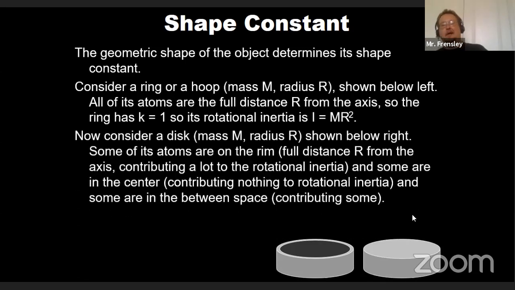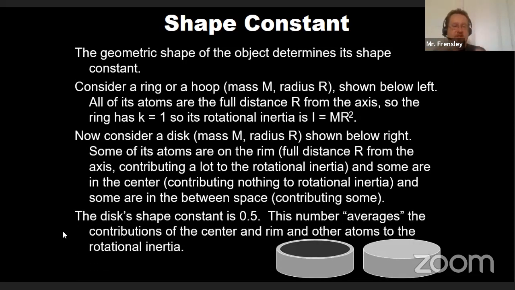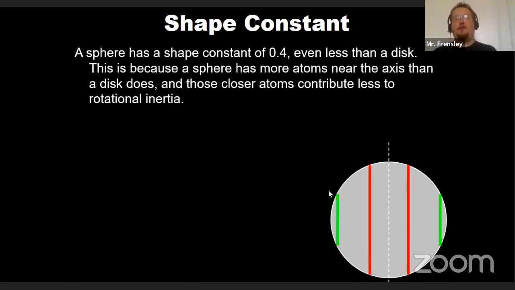But for a disk, the rotational inertia is 1/2 mr squared because some of the atoms are near the middle, some are in between, some are on the outside, and there's an integral for those of you who are calculus enabled that's going to average all that out for us, and it's going to spit out from a power rule the shape constant of 1/2. So the disk shape constant is 1/2. It's averaging the atoms in the middle that don't contribute a lot to the rotational inertia, the atoms in between that contribute some, and the atoms on the outside that contribute a lot, and the calculus just spits out 0.5. Now, a sphere's shape constant is less than a disk's. It's actually 2/5 or 0.4.